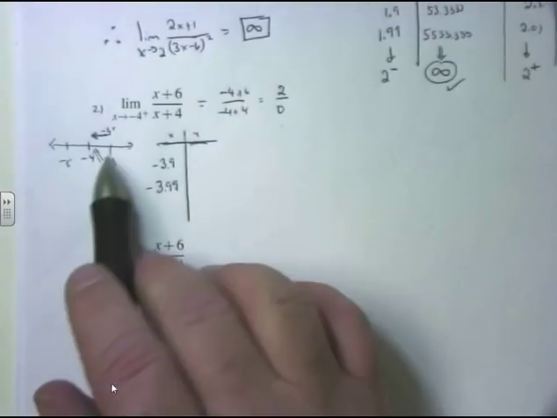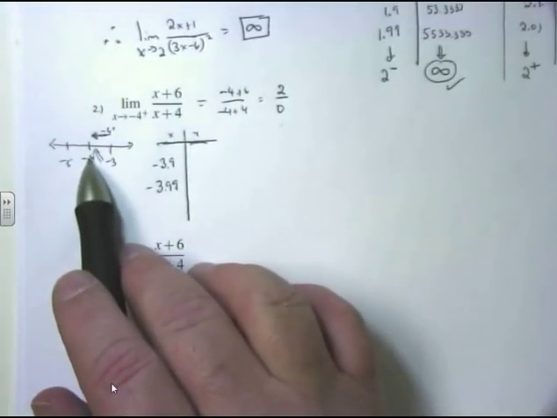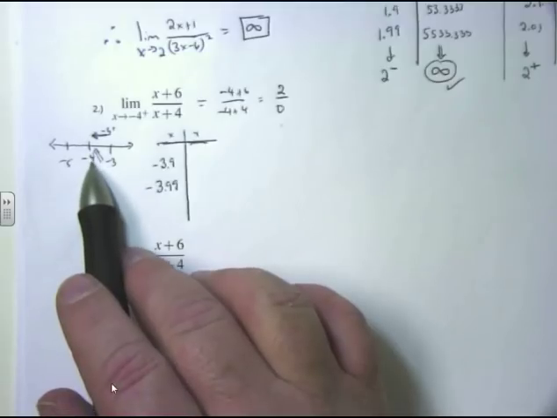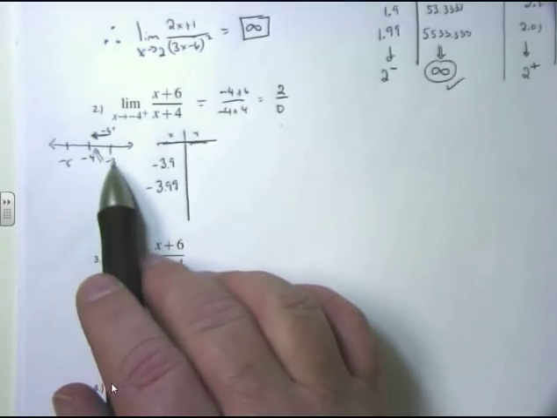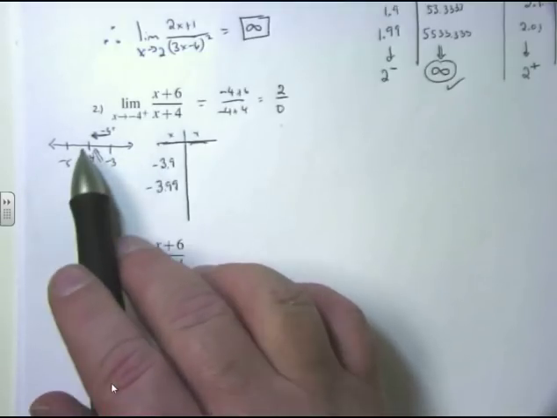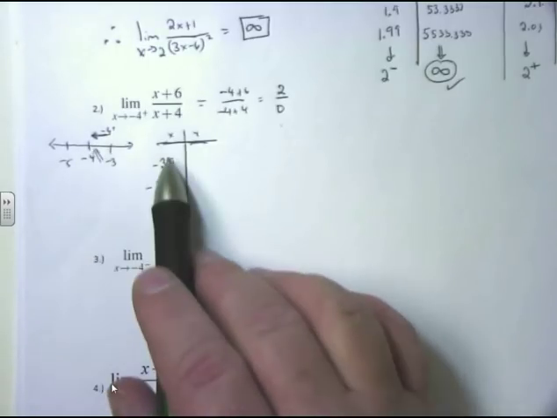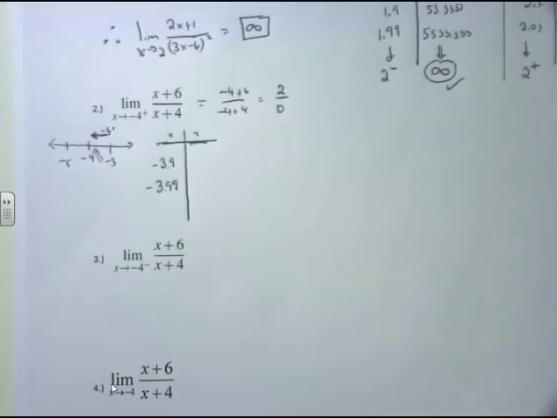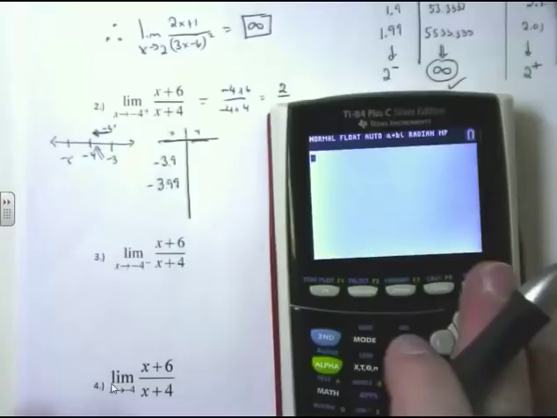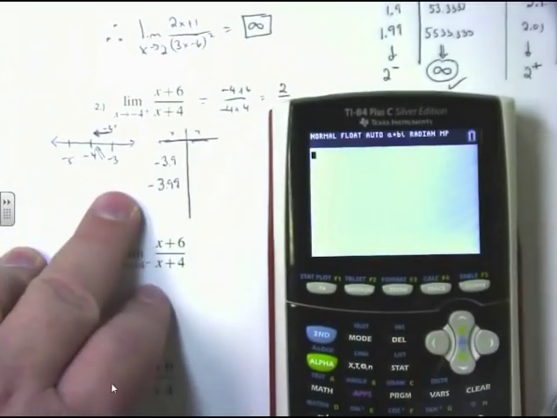So numbers slightly bigger, because remember, negative 4 is smaller than negative 3. Negative 3 is smaller than negative 2. So we're talking about on the negative side here. To be slightly bigger than negative 4, you want negative numbers like negative 3.9 and negative 3.99. So now I'm going to take my calculator and plug in these numbers in for x.